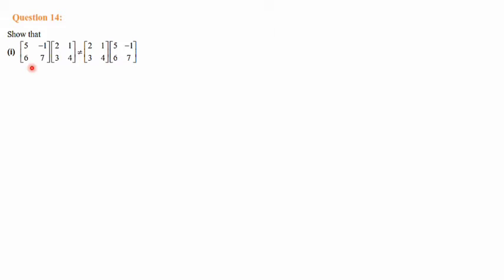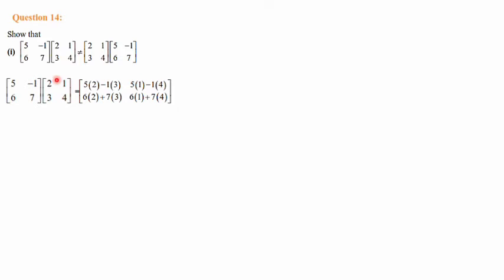So if you consider this one as A and this one as B, you have to prove AB is not equal to BA. So let's take the left hand side, the matrices [5 -1; 6 7] and [2 1; 3 4]. When we multiply the first row with the first column, 5 into 2 minus 1 into 3 is written, 5 into 1 minus 1 into 4 is written, 6 into 2 plus 7 into 3 is written, then 6 into 1 plus 7 into 4 is written. Since it is a 2 by 2 matrix and you are now quite familiar with matrix multiplication, we are doing it directly.